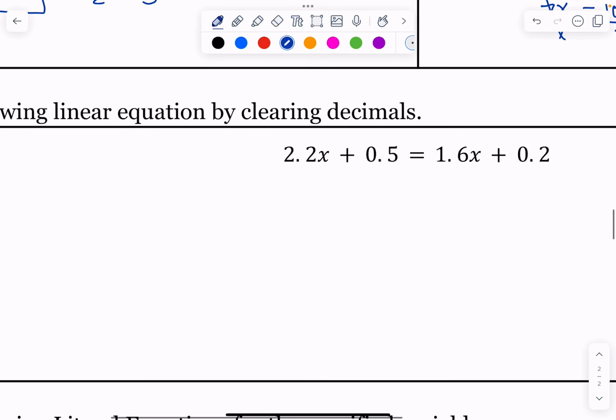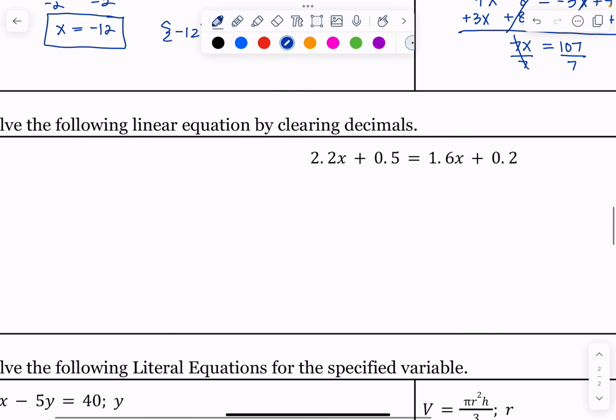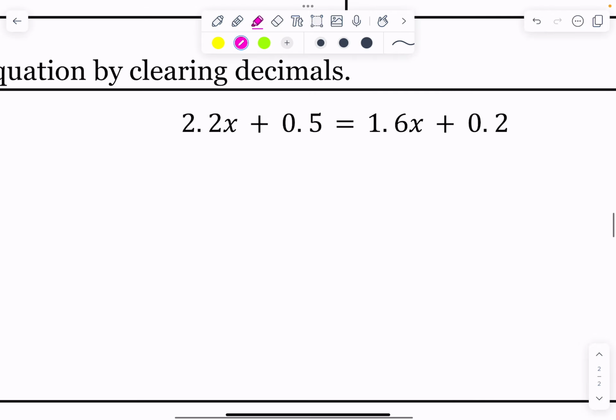All right, it says solve the following linear equation by clearing the decimals. So very similar to clearing the fractions. Here you notice all the decimals go to the 10th place. So if we multiply everything by 10, that's going to help us get rid of the decimals.